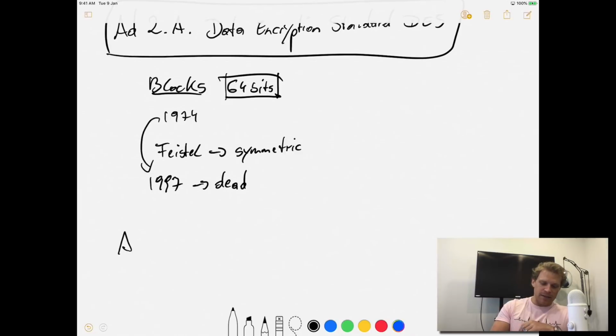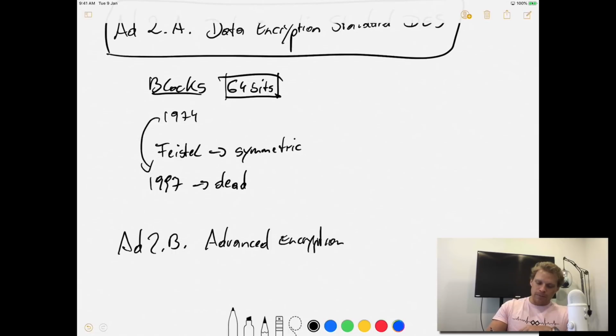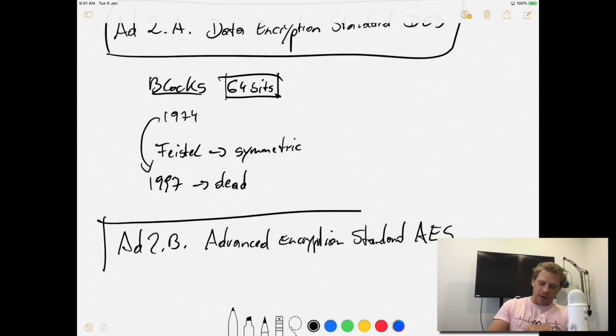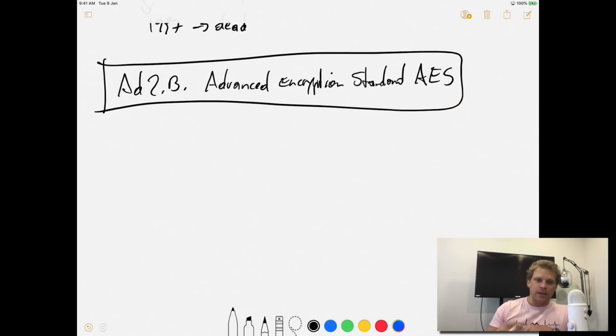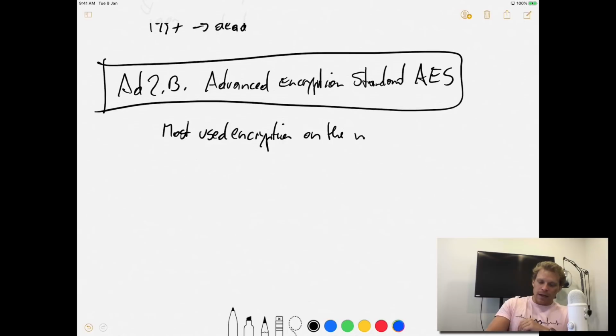And this is what we're talking about mainly now, the Advanced Encryption Standard, AES. And now this is really important. Just so you understand the importance of this entire thing, this standard is pretty much the most used encryption on the web. I cannot overstate how important the AES is.